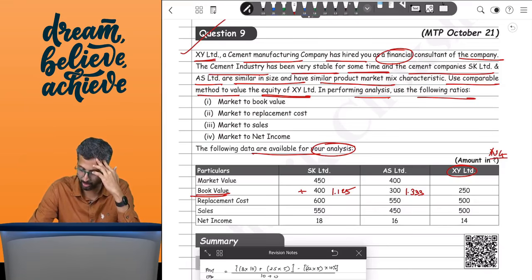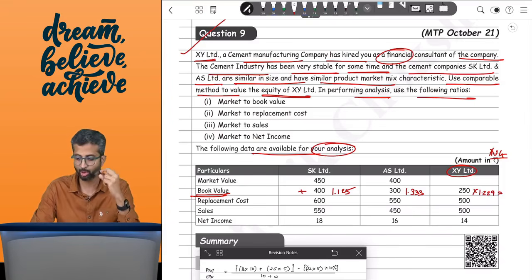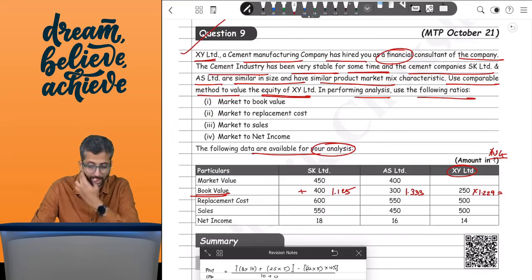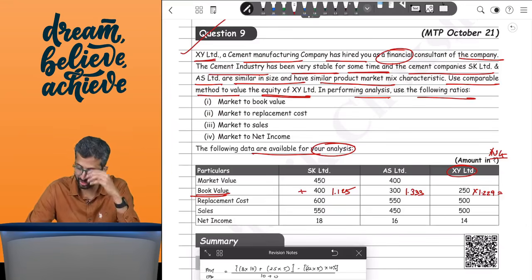1.125 plus 1.333 divided by 2 comes to 1.229. So on an average, we are saying for every 1 rupee of book value, the market value is 1.229 times, but XY has 250 of book value. So 250 into 1.229 equals 307.25. This is one of the possible values.